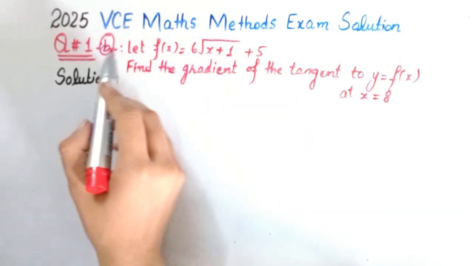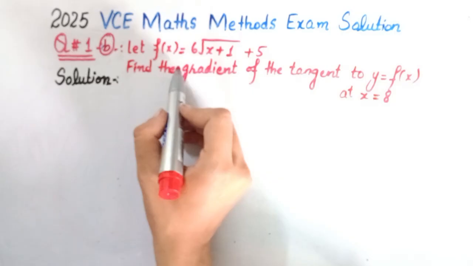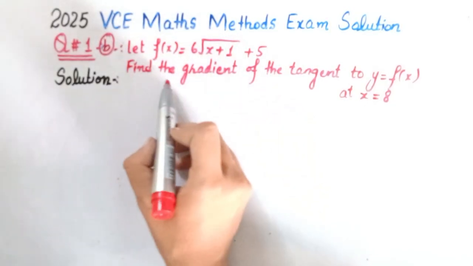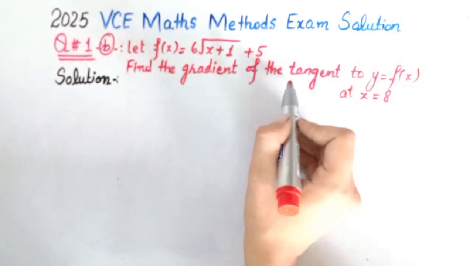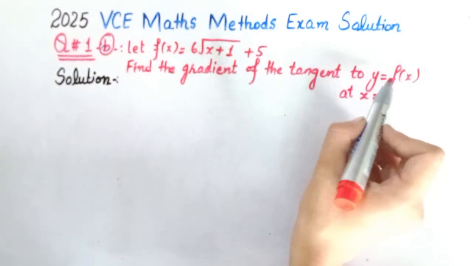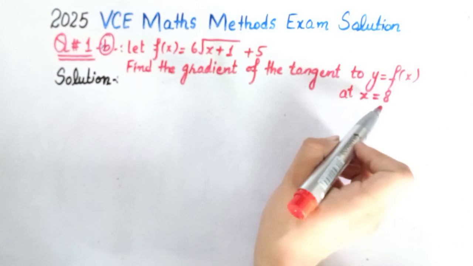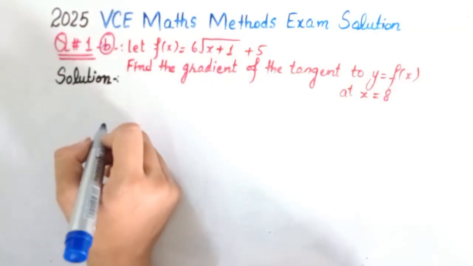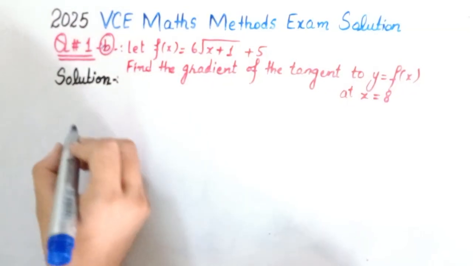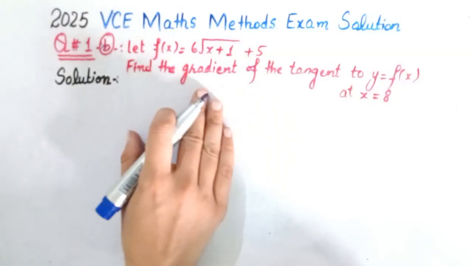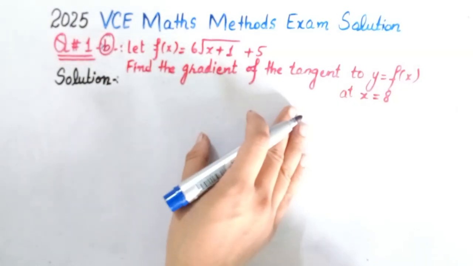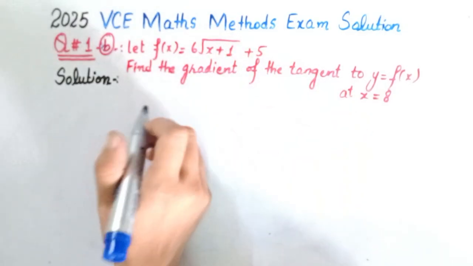Now question number 1b part is: let f of x equals 6 root of x plus 1, plus 5. You have to find the gradient of the tangent to y equals f of x at x equals 8. So we will start solving this question. First of all, you have to find the gradient. Gradient means derivative. You will find the derivative.